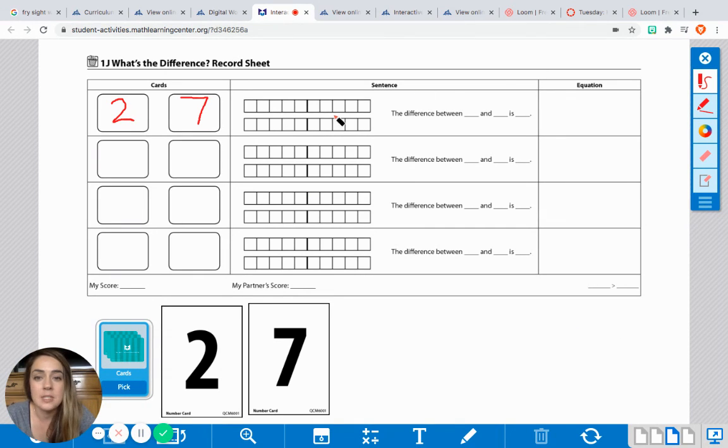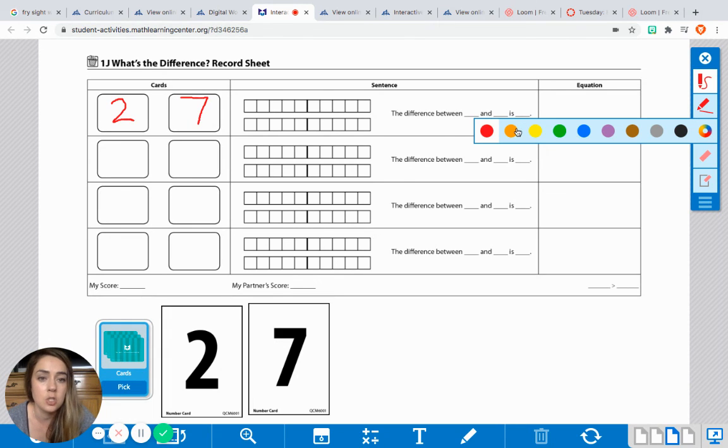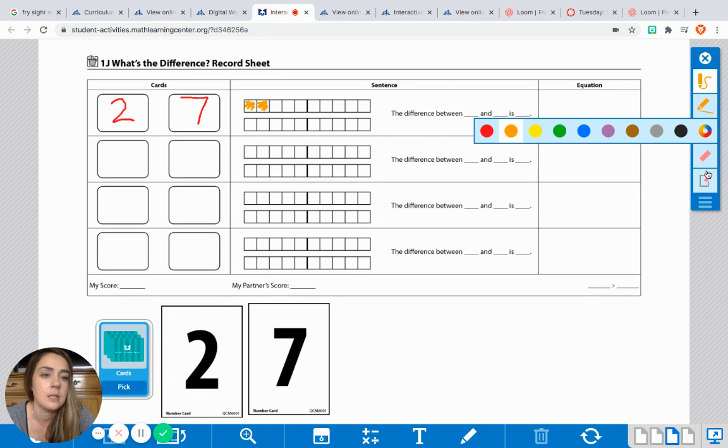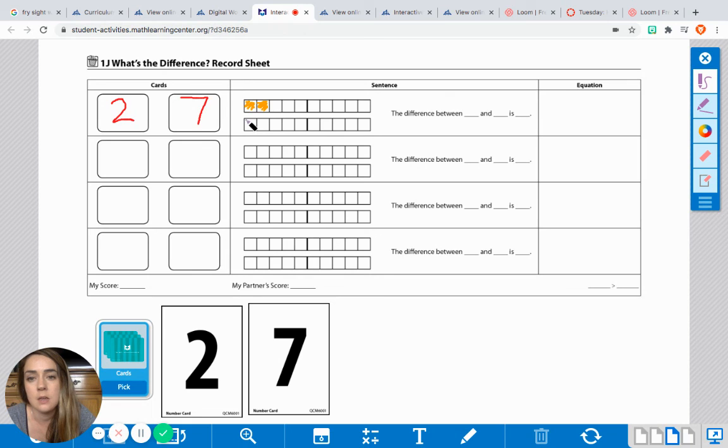And then I want to represent those numbers on my Unifix cubes. So I'm going to choose what color. I want them to be different colors. 2 and 7.